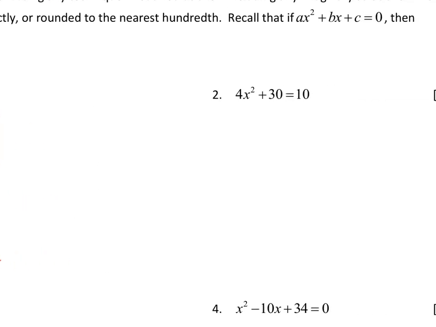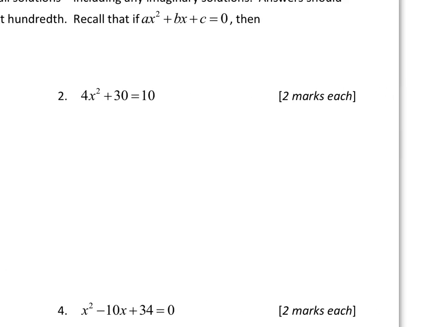Remember, one of the advantages to having a video here is you can stop anytime you need to. You can pause the video. Don't hesitate to do that. I'll start this one the same way. There's no b term as well in number 2, so I'll subtract 30 from both sides. I get 4x squared equals 10 take away 30, which is negative 20. Now I'll divide both sides by 4.